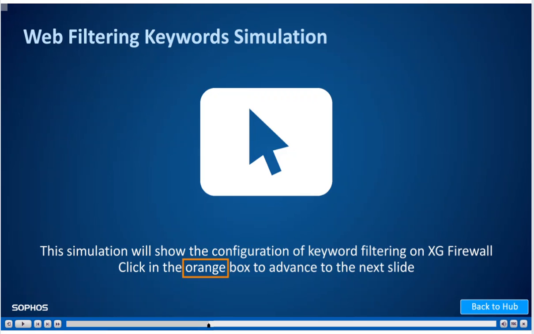Let's look at how all of this works with a simulation. This simulation will show configuration of keyword filtering on XG Firewall. Review the information at each stage and then click in the orange box to advance to the next slide.